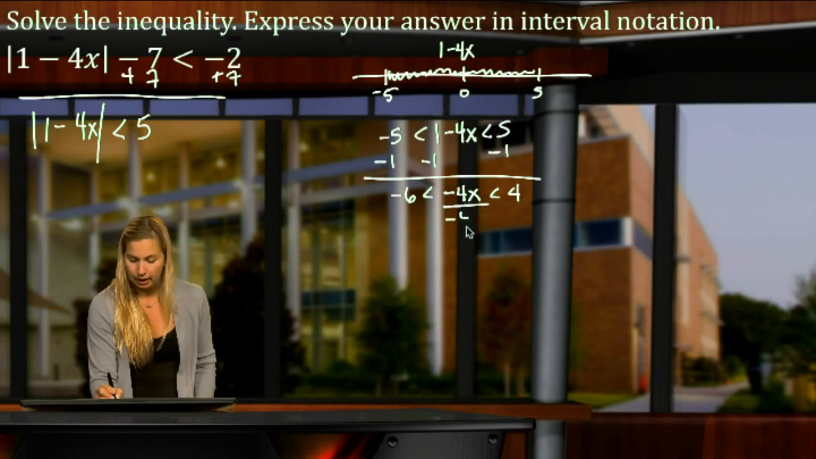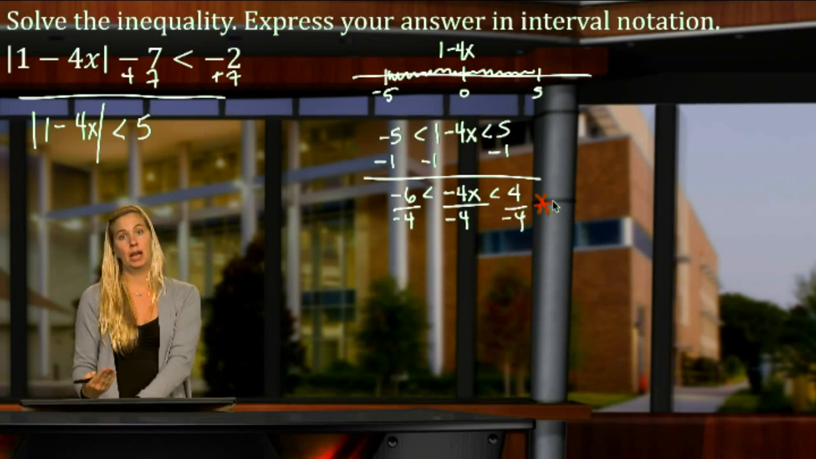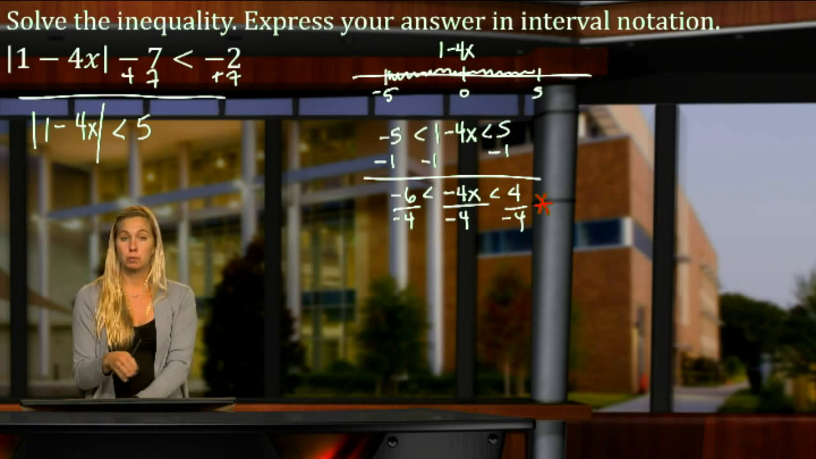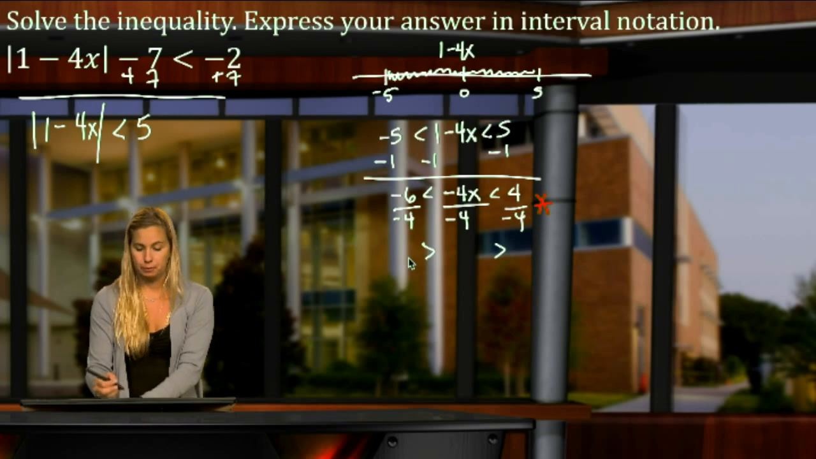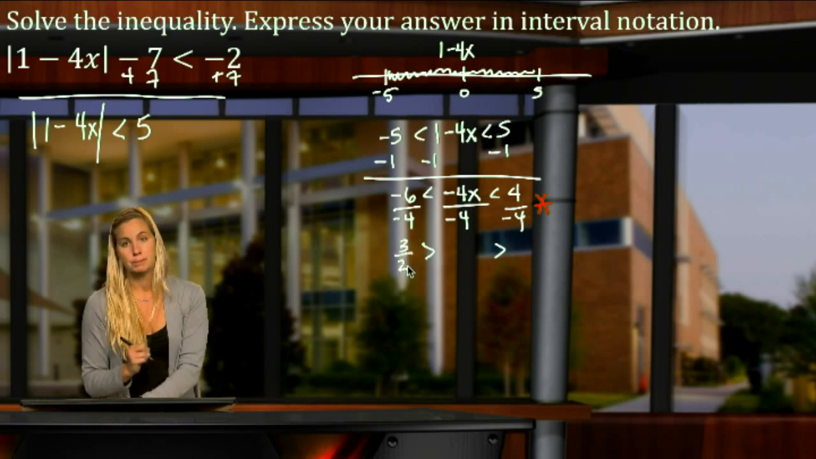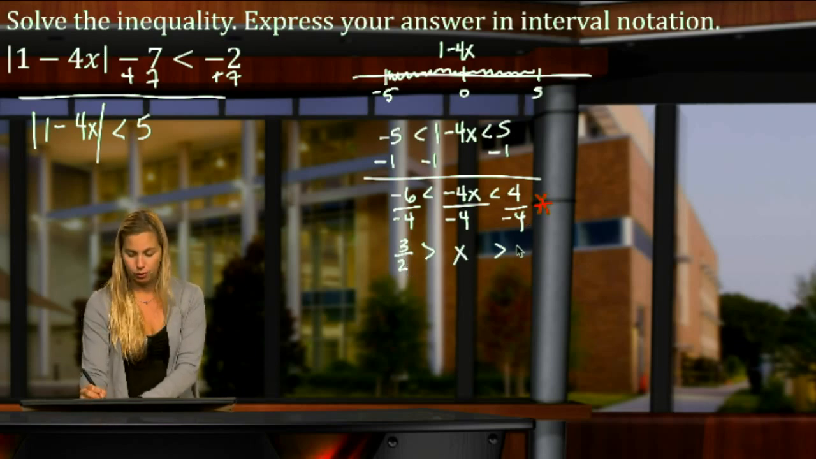Divide everything by negative 4. I'm going to give myself that visual cue, that asterisk, just to remind myself when I divide or multiply by a negative number, I need to flip the inequality symbol. So I'm going to go ahead and flip that first, and then I'll fill in the different pieces. Negative 6 divided by negative 4 is going to simplify to positive 3 over 2, x, and 4 divided by negative 4 is negative 1.